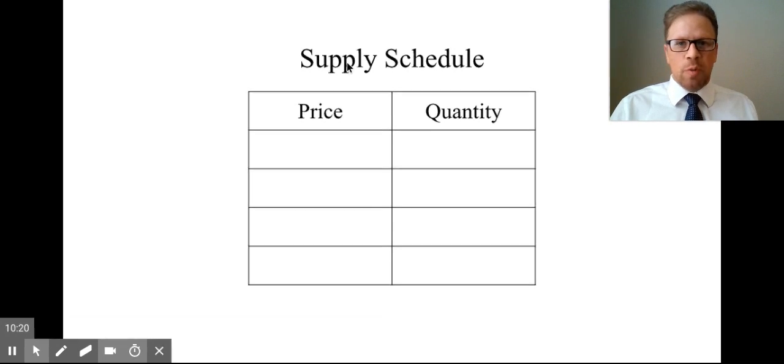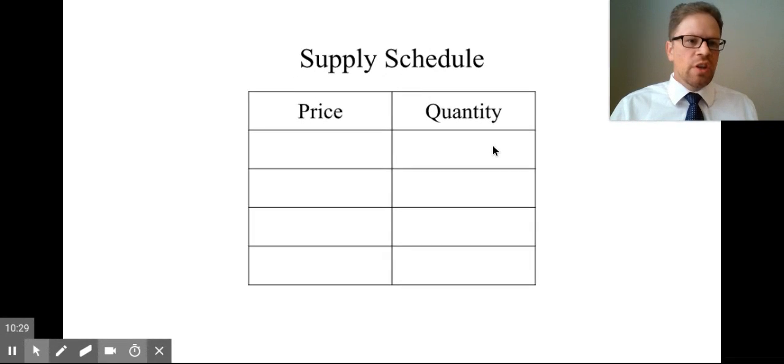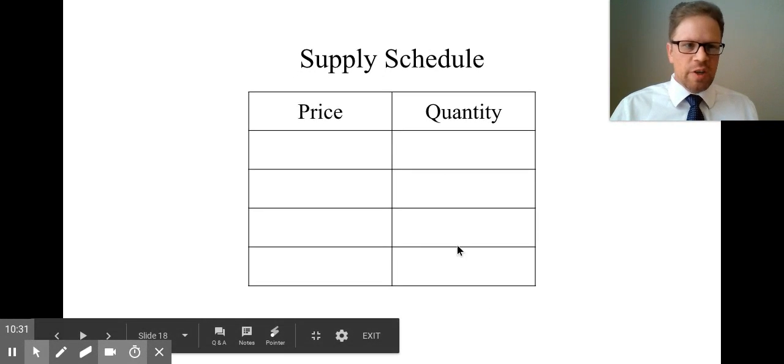I should point out supply is not quantity. These are two different things. Supply, again, is producers' ability to make. Quantity is how much have they actually made at different price points.